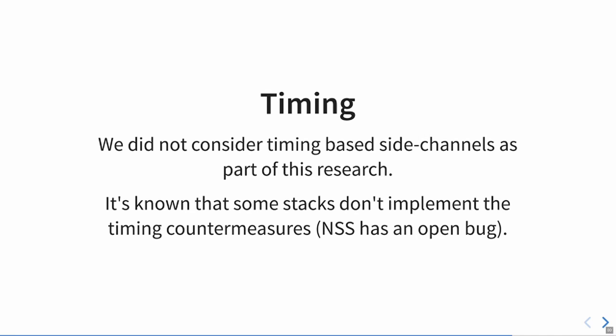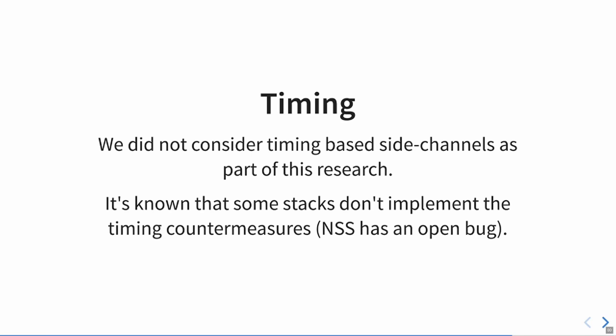Then there's this issue of timing attacks. We did not really look into this in detail, but I mentioned earlier that these changes in TLS 1.2 were also to prevent timing attacks. These timing countermeasures are relatively complicated, and there are some TLS stacks where it's well known that they just don't implement protection against these timing attacks. For example, in NSS, there's an open bug, but it's been open for several years. I guess it's not that relevant because almost nobody is using NSS on servers.